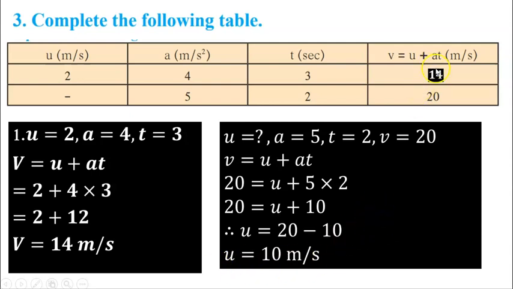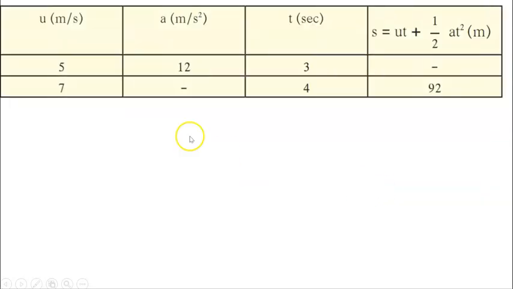And here we will complete your table. The first is 14 आणि या ठिकाणी इथे किती आहे ना? The 10. Okay. Now the next, here u is equals to 5, a is equals to 10, t is equals to 3, and this is the second kinematical equation. s is equals to ut plus 1 upon 2 at square. This is the distance, it is in meter. We want to find out this.